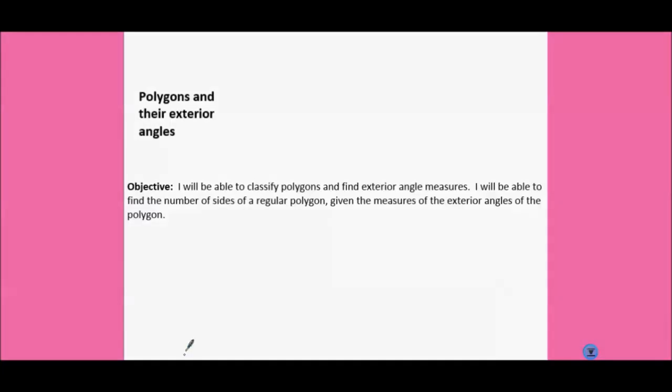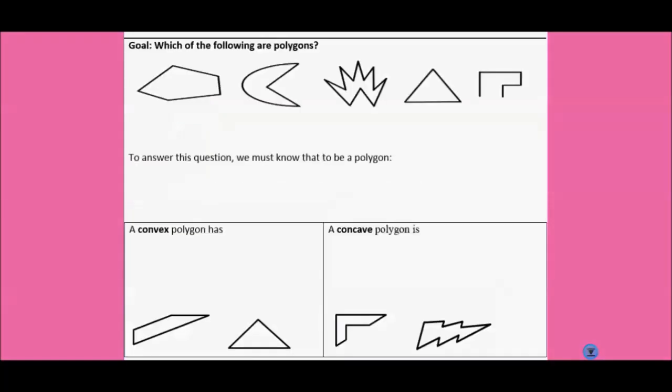Today we're going to be talking about polygons and their exterior angles. Our goal is that we will be able to classify polygons and find exterior angle measures, and we will be able to find the number of sides of a regular polygon given the measures of the exterior angles of the polygon.